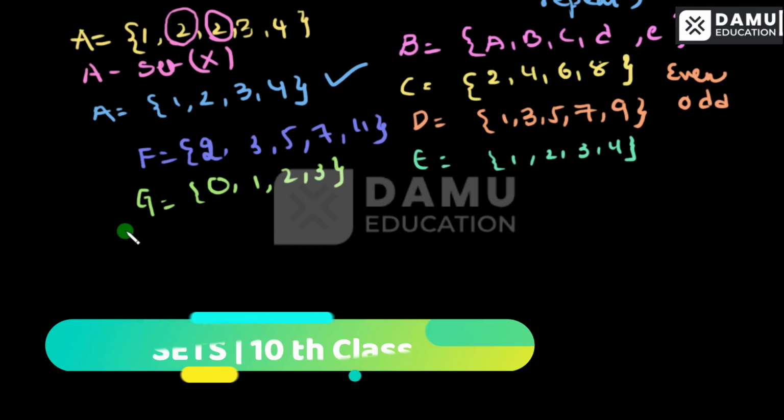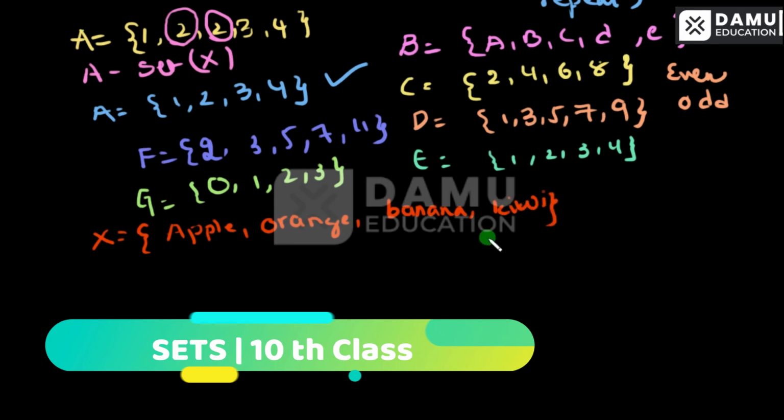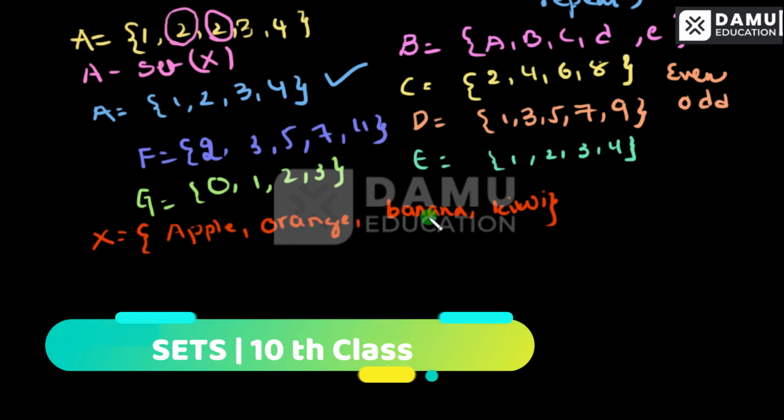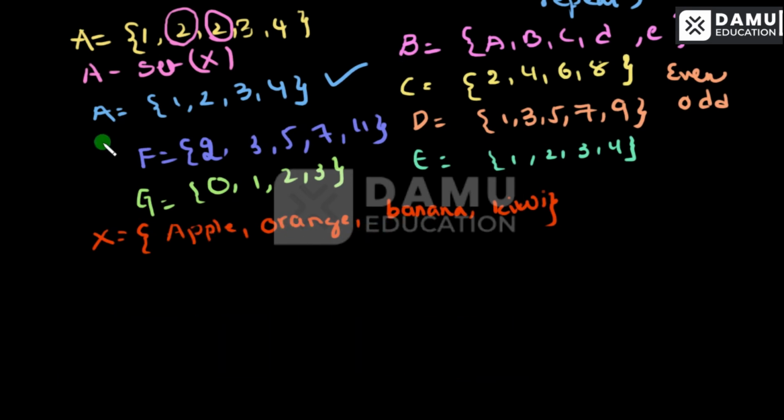So some other sets we'll write. Let's write some set X equal to, you can write words also. I want to write some fruit names: apple, orange, banana, kiwi. So how I am writing here is with open braces and words separated by commas. So can you write anything, whatever you want? Yes, you can write any names.